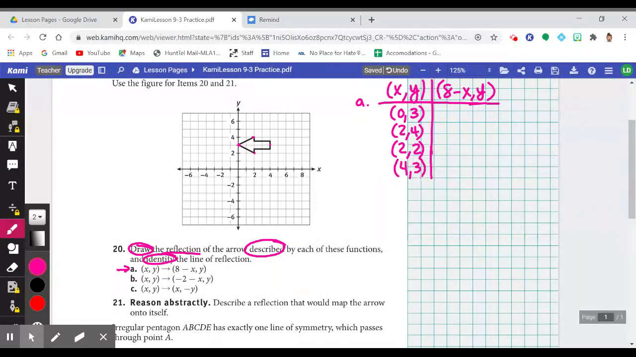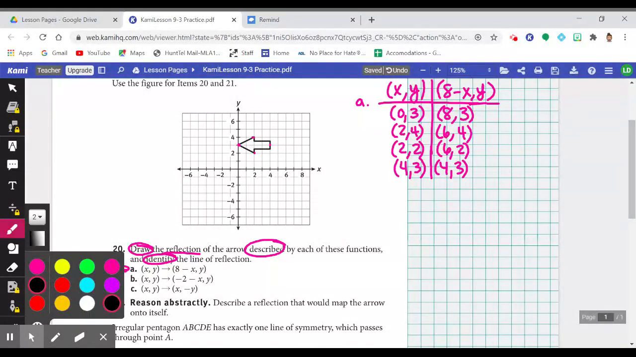So this function tells you to take 8, subtract your x, and keep y the same. So if 0 is our x for our first coordinate, 8 take away 0 is 8, and keep y the same, which will be 3. The second coordinate, x is 2, so 8 take away 2 will be 6, and keep y the same. Same thing here, x is 2, 8 take away 2 will be 6, and keep y the same. And last, 8 take away 4 will be 4, keep y the same.